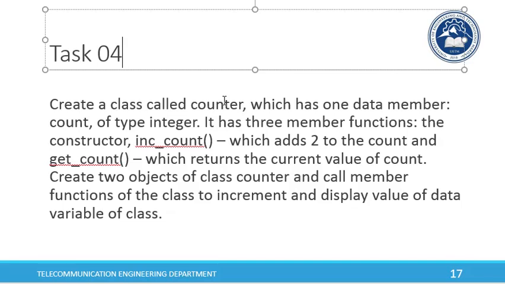So you have to create two objects of class counter and call member functions of the class to increment. Meaning you will increment the number by 2 at every step, and display the value of the data variable of the class. So this is basically the task for this lab.